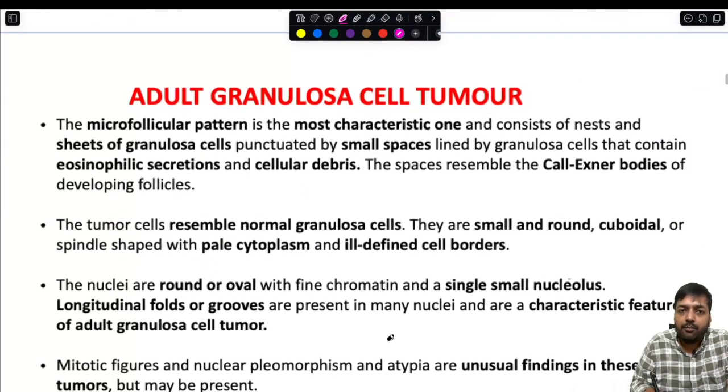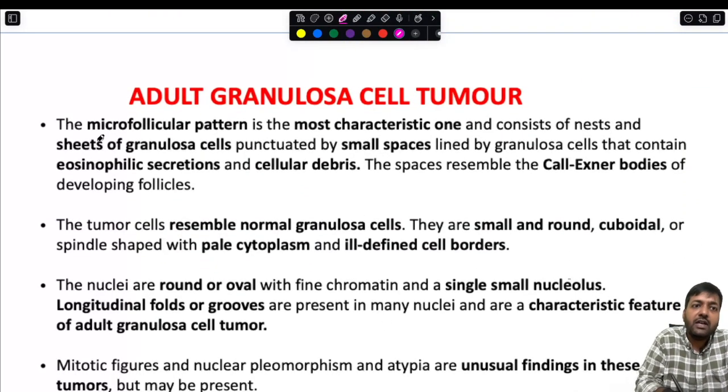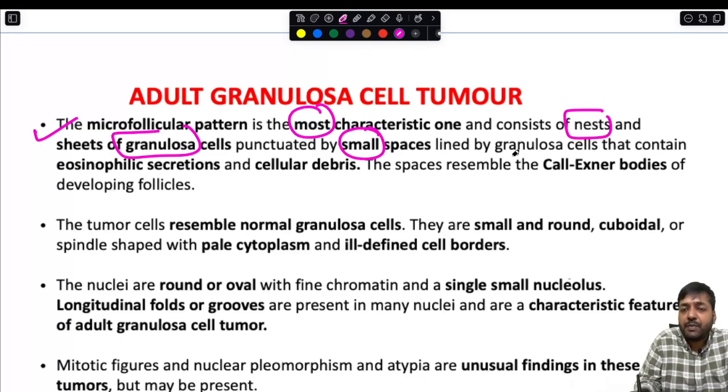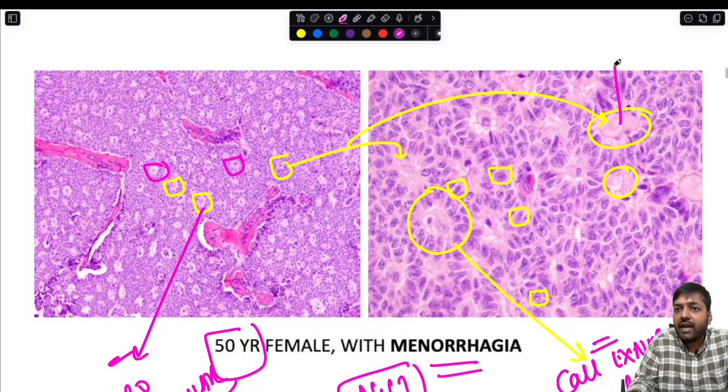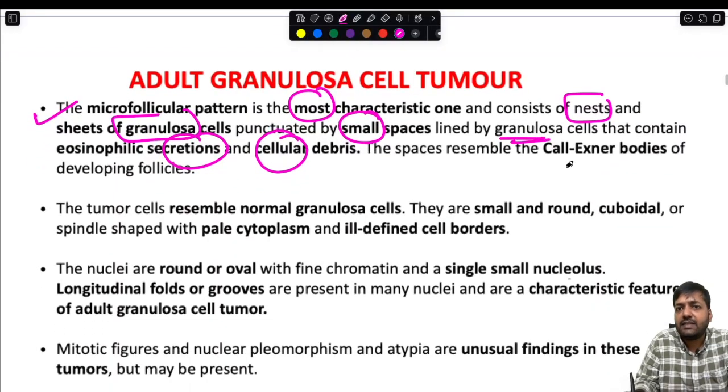So if you look at the basic important HP features, the microfollicular pattern is the most characteristic HP pattern, consisting of nests and sheets of granulosa cells punctuated by small spaces, which are lined by granulosa cells that contain eosinophilic secretions and cellular debris, as you can see. So these are the empty spaces comprising eosinophilic secretions and cell debris. Okay, so these spaces resemble the Call-Exner bodies of developing follicles, and therefore they are called Call-Exner bodies. So a Call-Exner body is nothing but this empty space containing eosinophilic secretion and cellular debris surrounded by the granulosa cells.